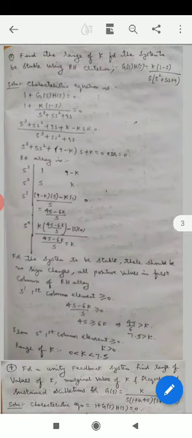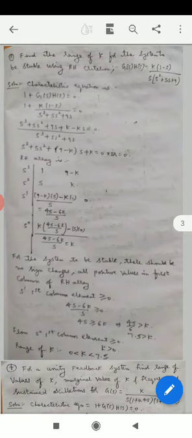Similarly, from the s power 0 row, the first column element should be greater than 0. So what is the element? K. So k should be greater than 0. Combining these two, from the s power 1 row, the k value should be less than 7.5. From s power 0, the k value should be greater than 0. So what is the range of k which we are getting here? The range of k is greater than 0 and less than 7.5.